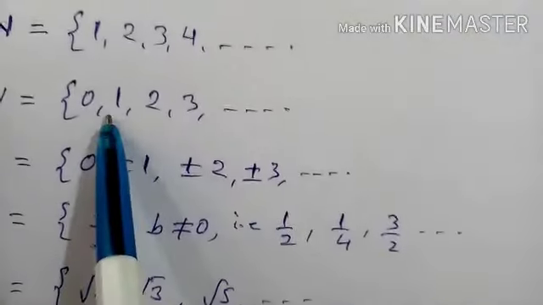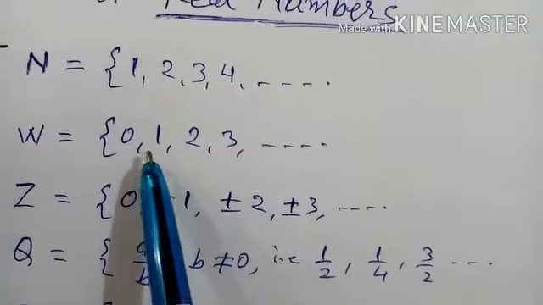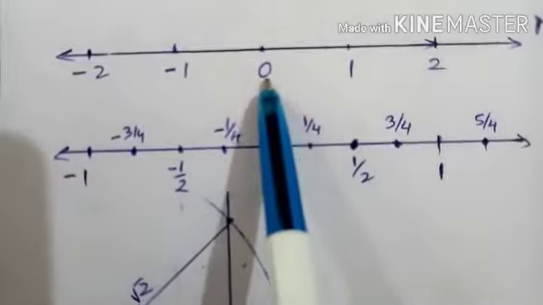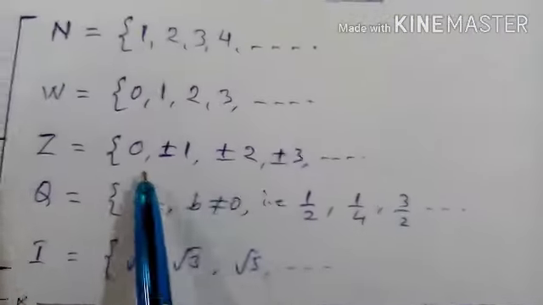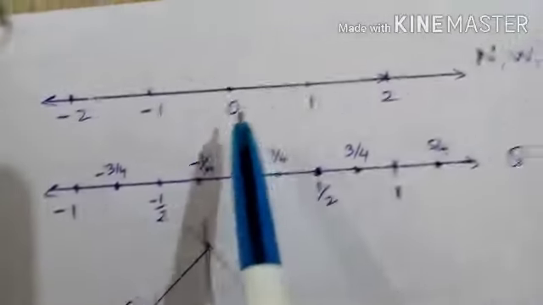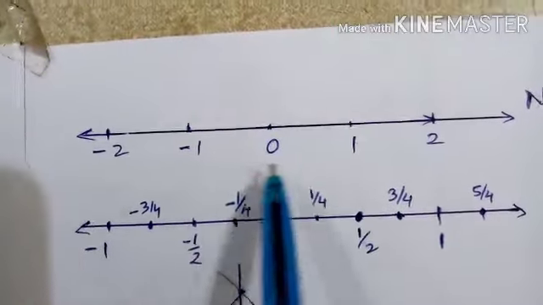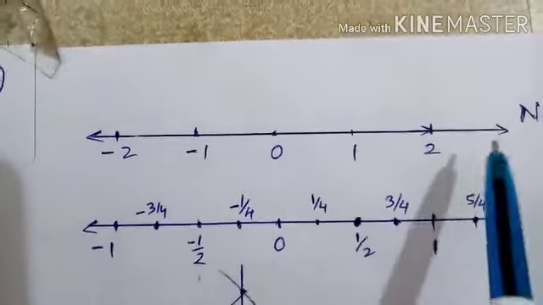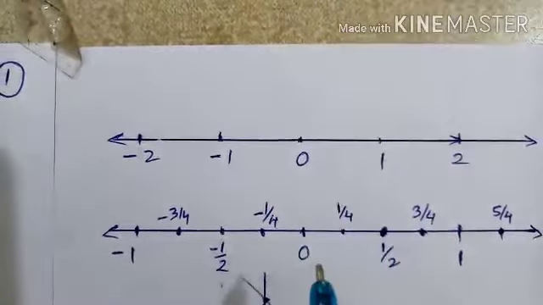This is the whole numbers. We can also represent the whole numbers on the number line. So these are the whole numbers 0, 1, 2 and so on. Similarly integers: 0, plus minus 1, plus minus 2. Let's see here. This is 0, this is plus 1, that is minus 1, plus 2, minus 2. So we can represent integers also on the number line.